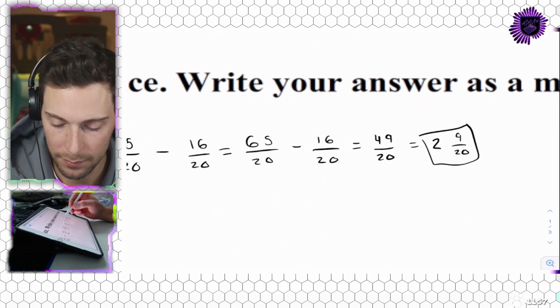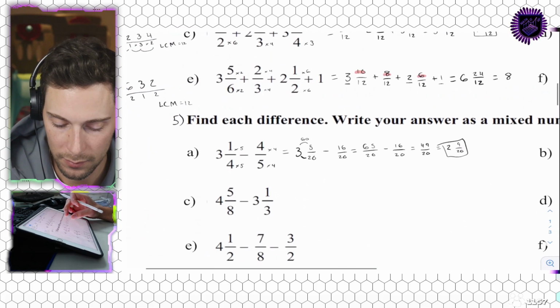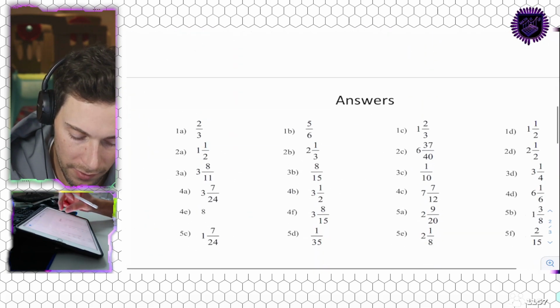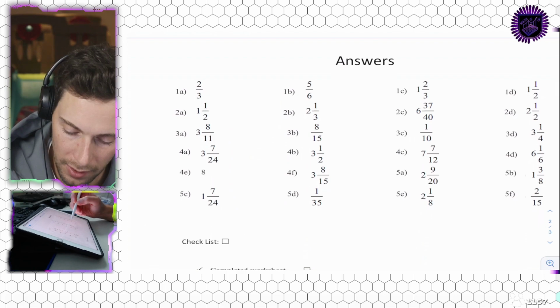Answer 5A. We can always check 5A. Yeah, 2 and 9/20ths. Okay.